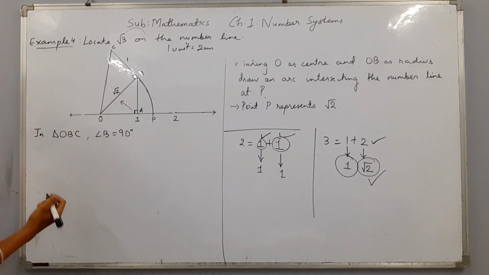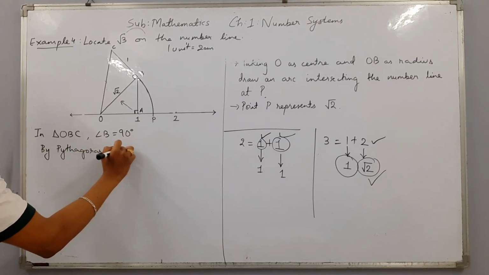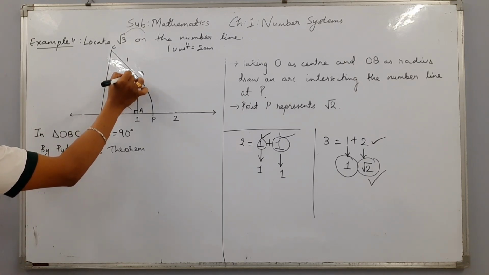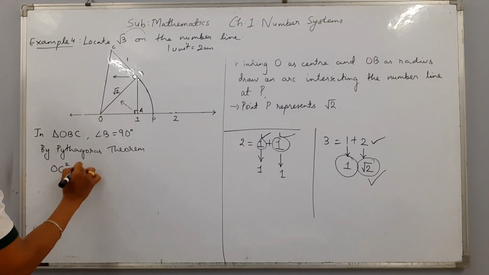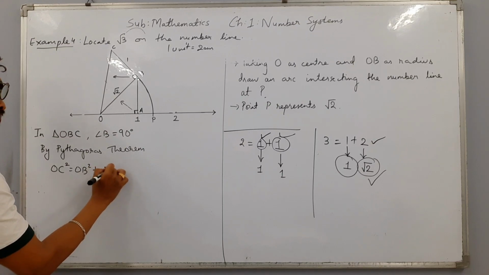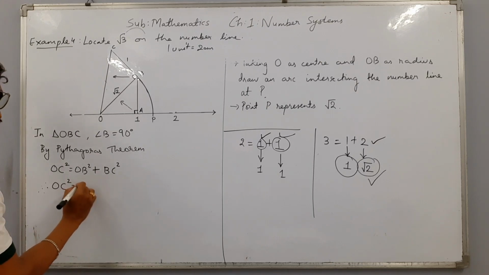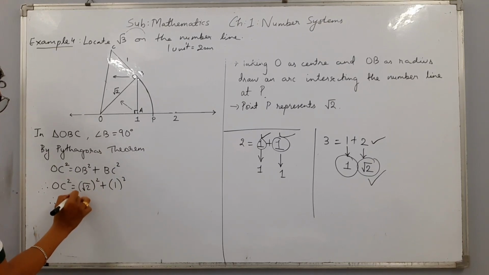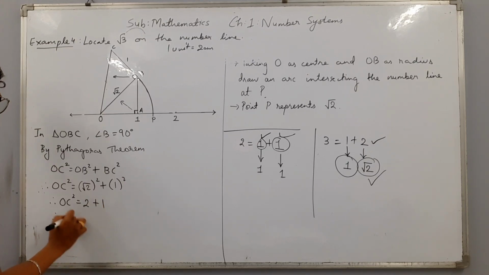So students, applying the Pythagoras theorem, what can we write? The hypotenuse is opposite to the 90 degrees, OC. OC square equals the other two sides, OB square plus BC square. Putting in the values, OB is root 2, so root 2 square plus 1 square. OC square is equal to root 2 square, which is 2, plus 1 square, which is 1.